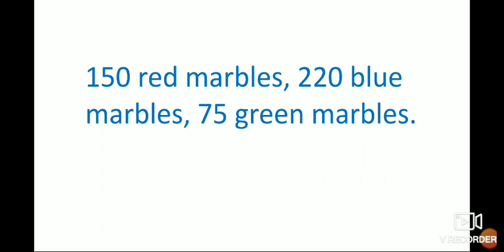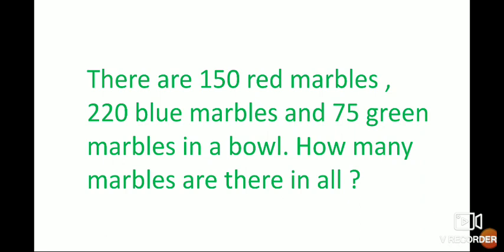So the information given here is 150 red marbles, 220 blue marbles, and 75 green marbles. You are given three different types of information. Okay, normally you just require two numbers, but you are given three numbers here. So let us see how we can use these three numbers in our problems. So here I have framed a problem in addition and also in subtraction.